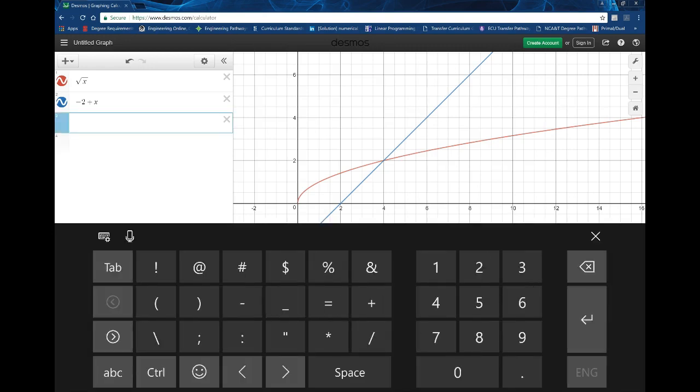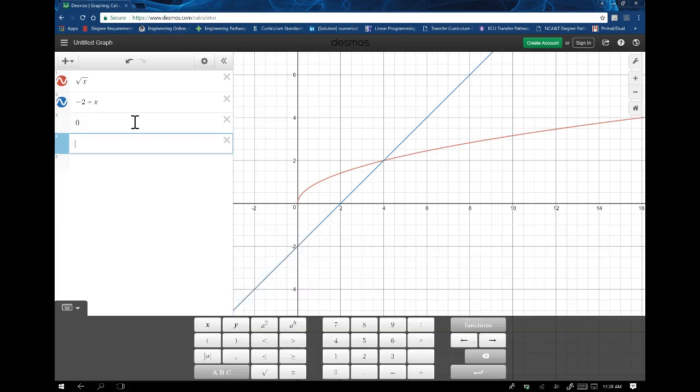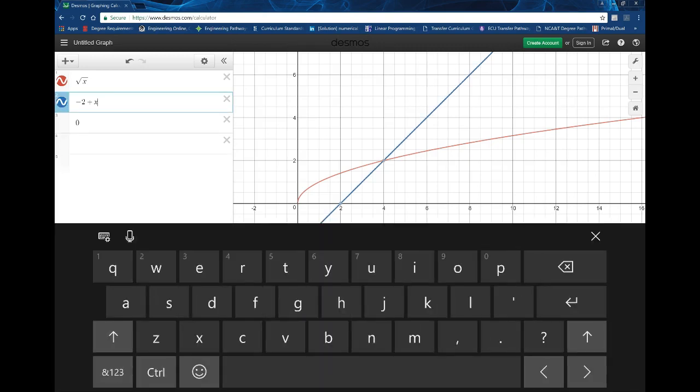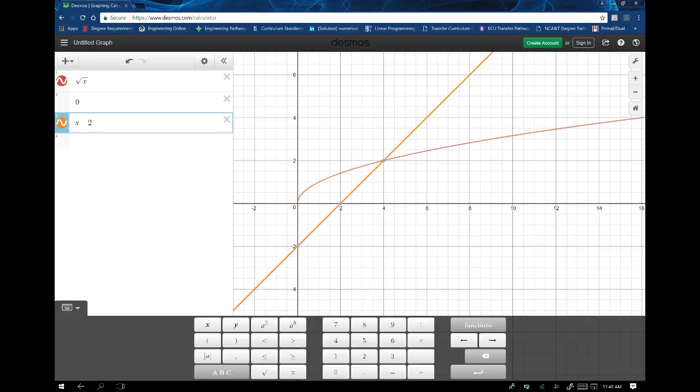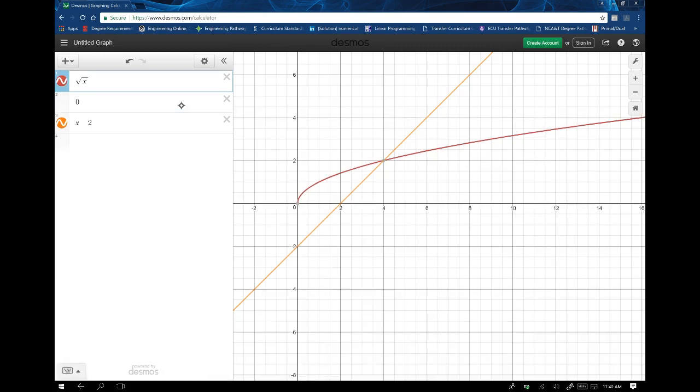So I've already got a couple of our functions in here. Let me add the third one. So we've got y equals square root x is the red graph. We've got y equals x minus 2. I put it in as negative 2 plus x, but it's the same thing. But let me put it in the way that I wrote it just so we're not confused. There we go. And they made it orange. That's fine. Doesn't matter. And then we also have y equals 0, which you can't see because y equals 0 is the exact same thing as the x-axis. So between the red graph, the orange graph, and the x-axis, we've got this little triangular type region in quadrant 1, but it's got kind of that curvy top side. The red graph is making it have a curvy top instead of a flat top.